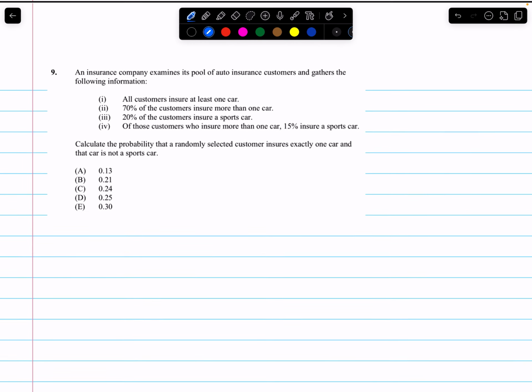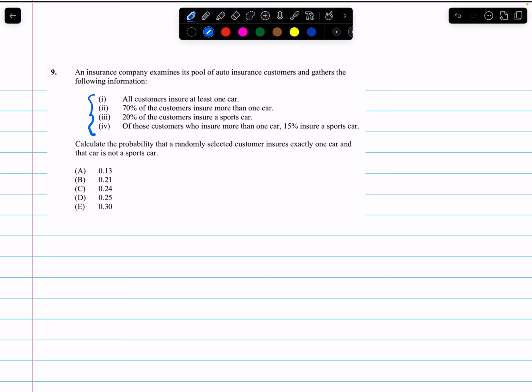Okay, let's look at number 9. An insurance company examines its pool of auto insurance customers and gathers the following information. And it's all listed right there. And then let's jump down to the question. Calculate the probability that a randomly selected customer insures exactly one car, and that car is not a sports car.